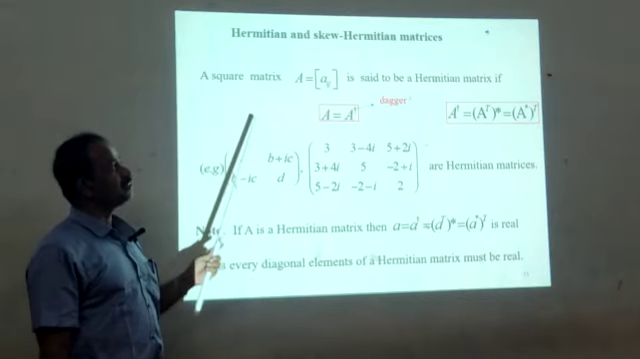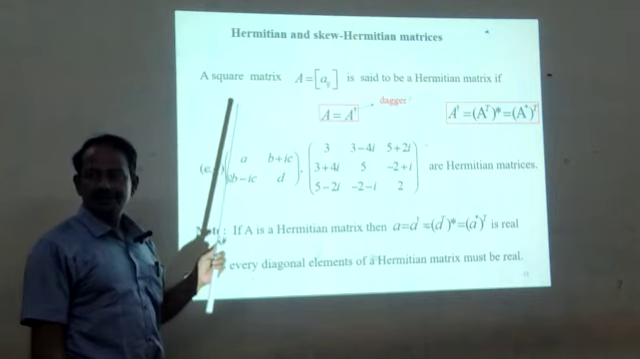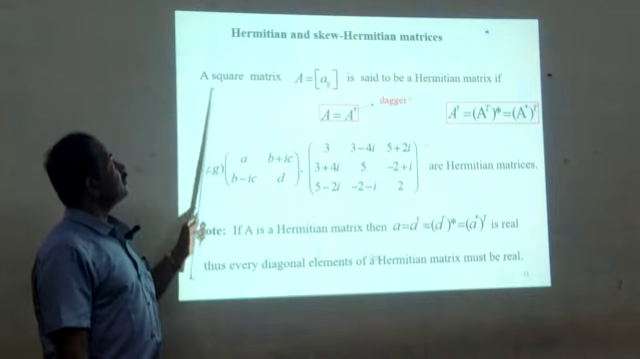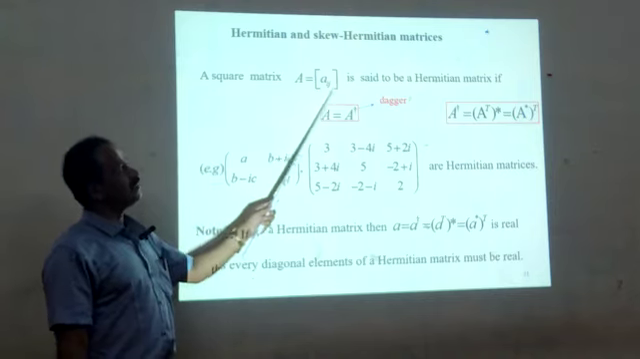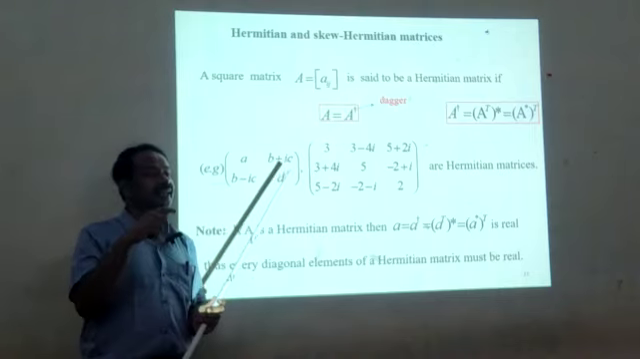Hermitian and skew Hermitian matrices. Okay, Hermitian matrix is very important in higher physics, like in quantum mechanics. A square matrix A equal to Aij is said to be a Hermitian matrix if A equals A dagger.